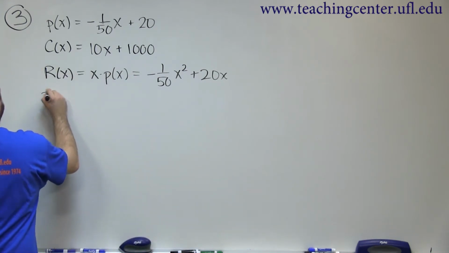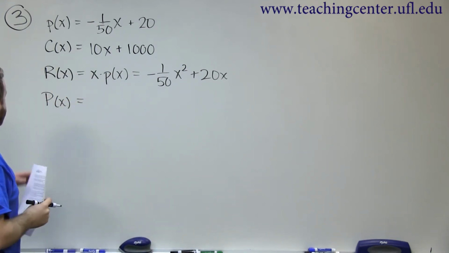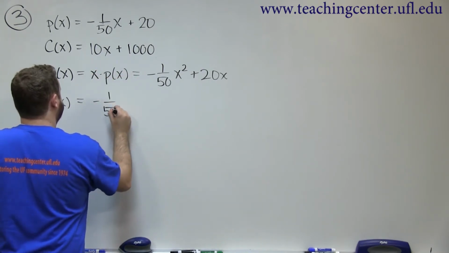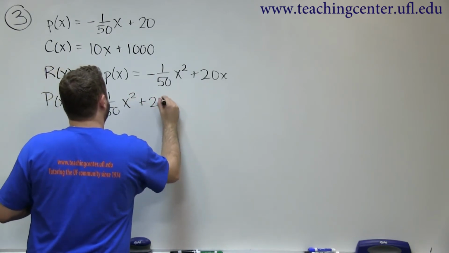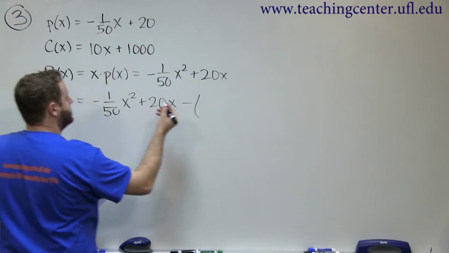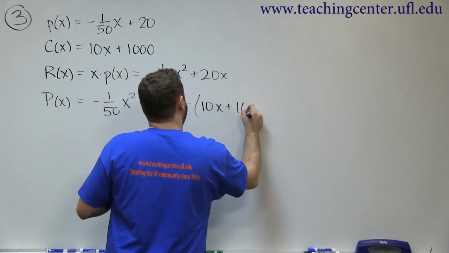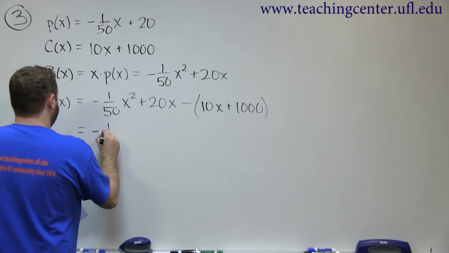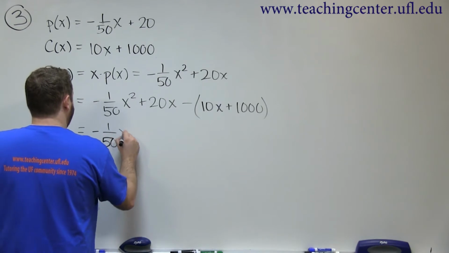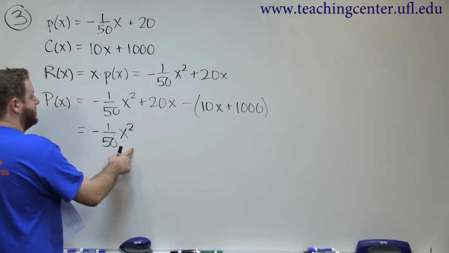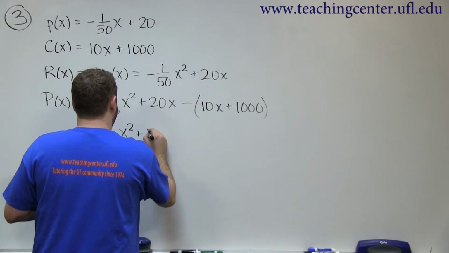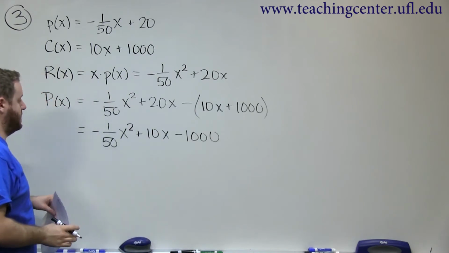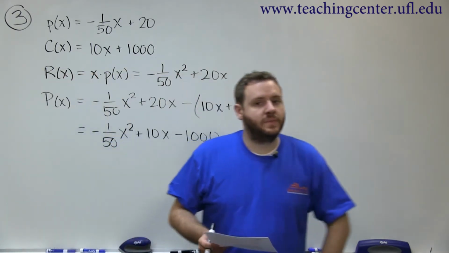And therefore our profit function, capital P, is our revenue function minus our cost function. So we have negative 1 over 50x squared plus 20x, subtracting our entire cost function, 10x plus 1,000. If we combine and simplify that, we get our final profit function to be negative 1 over 50x squared, we have 20x minus 10x, which is plus 10x, and we have a minus 1,000. So this is our profit function, the answer to part A.